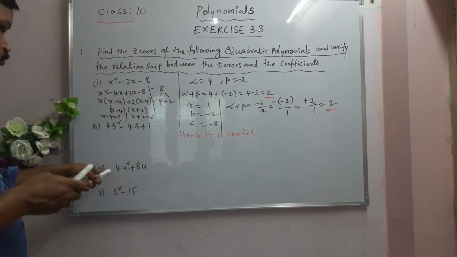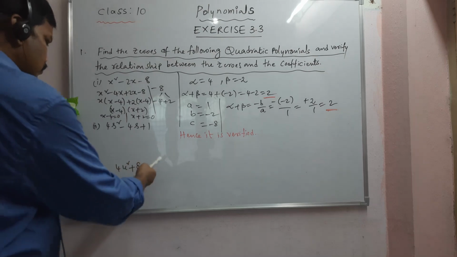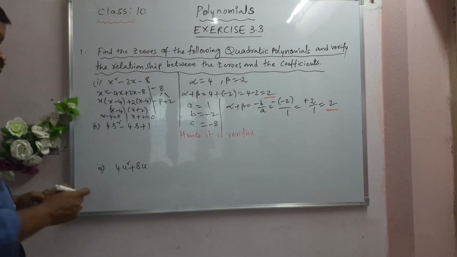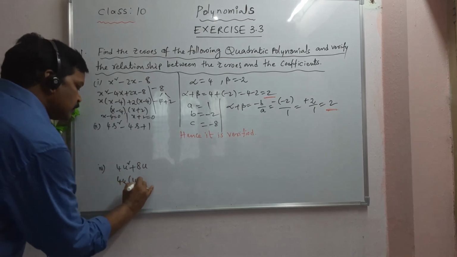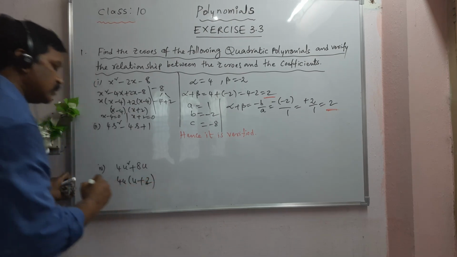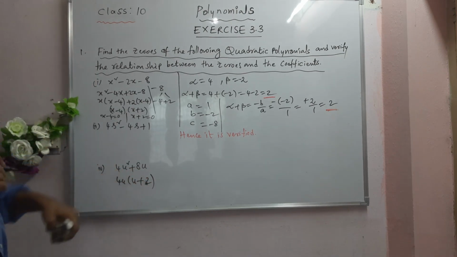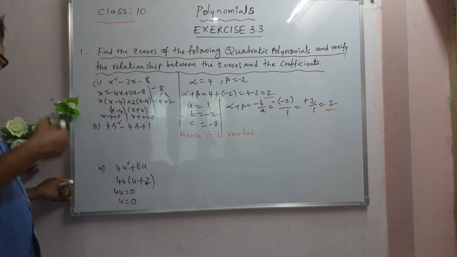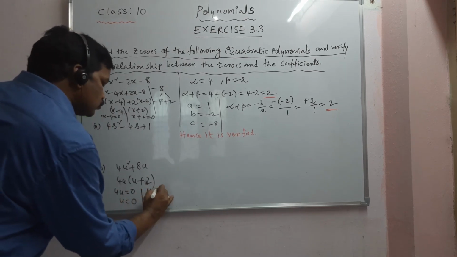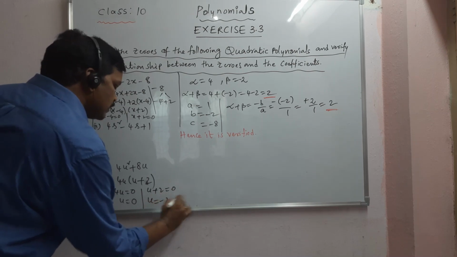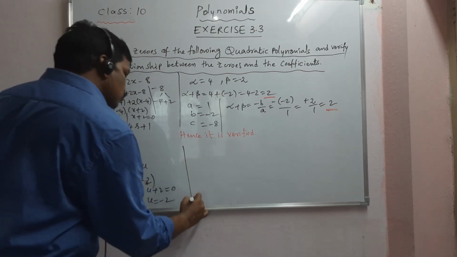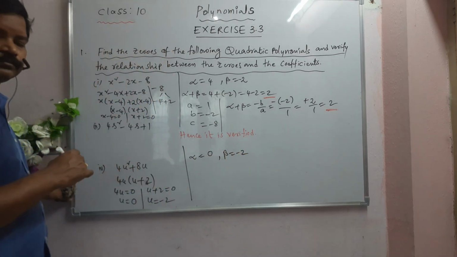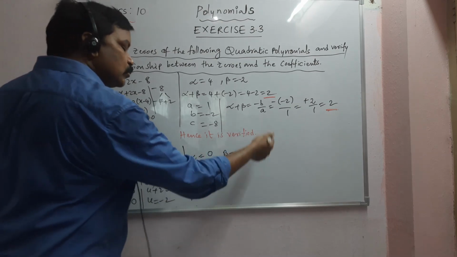Coming to the second question, most of the students confuse these two sums here, right? 4u square plus 8u. Take 4u common in the two terms, that is u plus 2. So 4u equal to 0 means u is 0 by 4, that is also 0. And u plus 2 equal to 0 means u is equal to minus 2. Therefore, the two zeros of this polynomial: one is 0 and the other is minus 2.